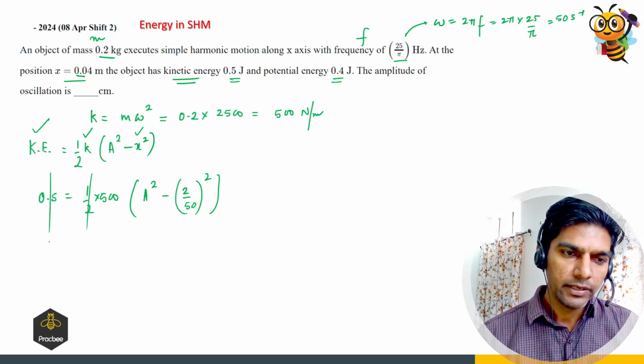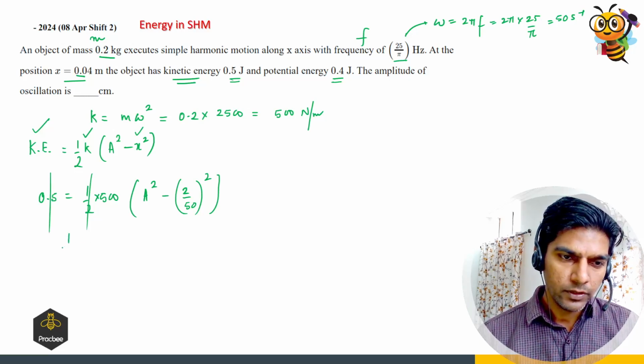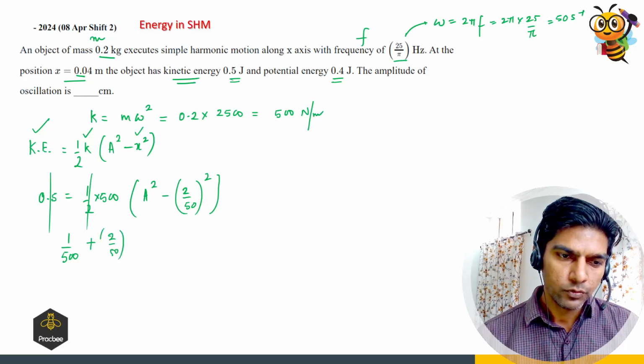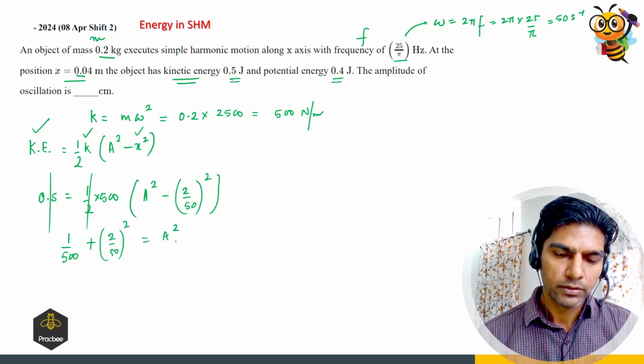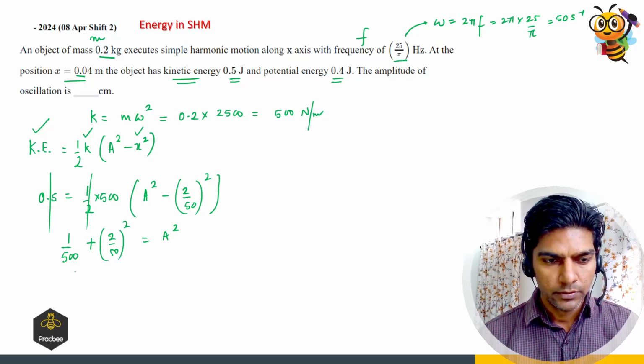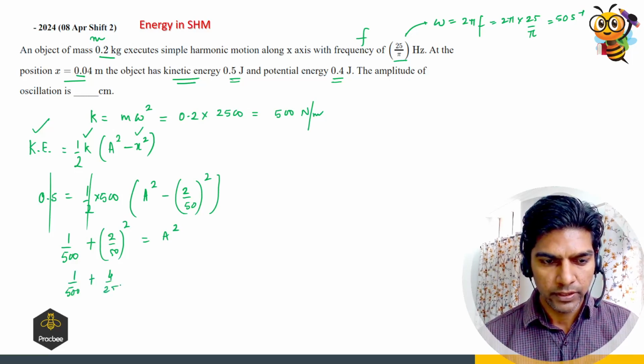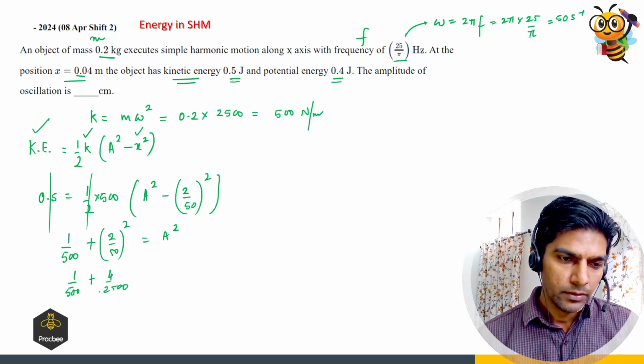Now this half will get cancelled out. So we have 1 by 500 plus (2 by 50) square is equal to a square, right? So let us simplify this. So 1 by 500 plus 4 by 2500 is equal to a square.